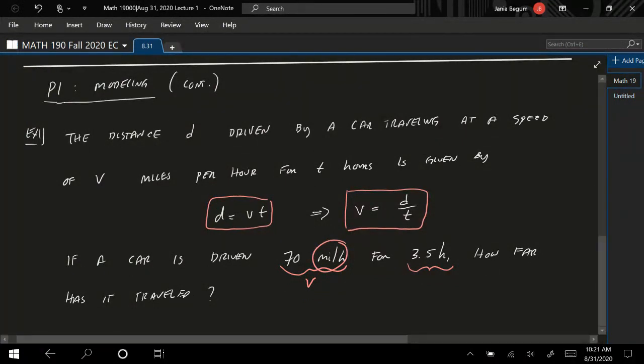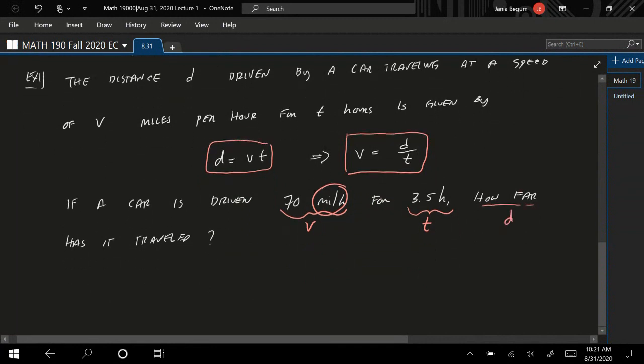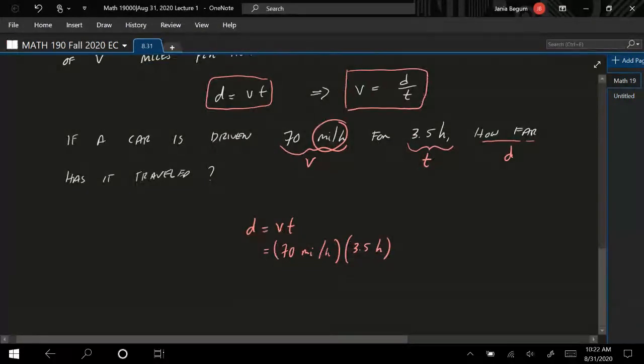So 3.5, a lot of you said that's T, good. And how far has it traveled? Well, that means we're looking for D, the distance, right? So we know the formula, distance is equal to the speed times T, and you're given the speed, which is 70 miles per hour. And we have time, which is 3.5 hours. And you see the hours will cancel out, so your units will be in miles.